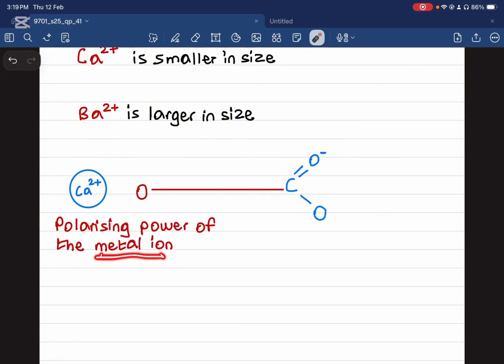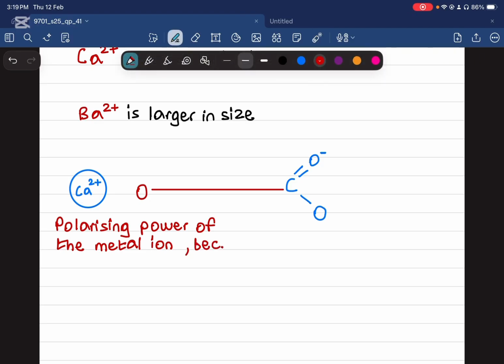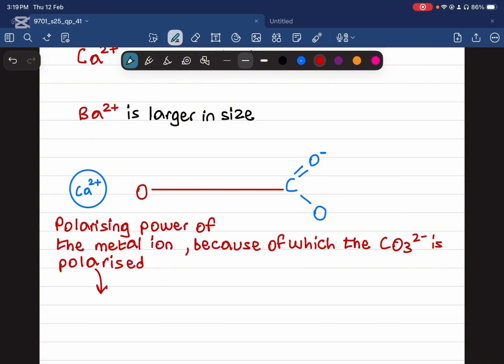So, this metal ion has some sort of a polarizing power, because of which the carbonate ion is polarized. If the calcium ion is applying a polarizing power, the carbonate ion is going to be polarized. Now, what does polarize mean? Polarize simply means that the bond length, in this case the bond length between the carbon and the oxygen, is increasing.